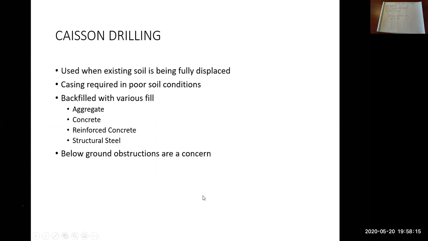So the next method, Caisson drilling, is used when existing soil is being fully displaced. You're basically drilling a hole in the ground to a certain depth and certain diameter. You're backfilling this hole with different types of material. Sometimes it's aggregate, sometimes concrete, sometimes reinforced concrete, sometimes structural steel. It can be used when below-ground obstructions are concerned.